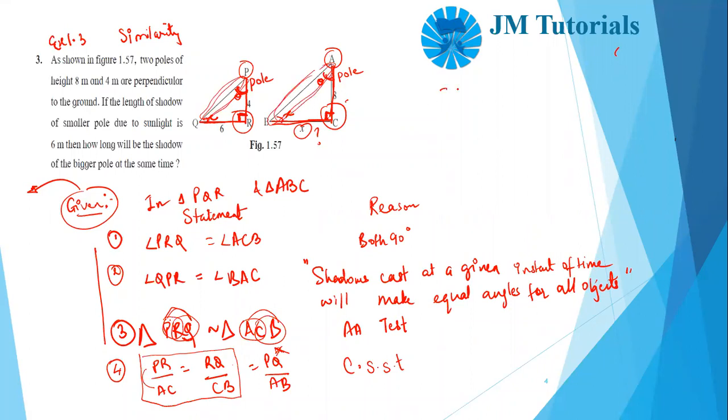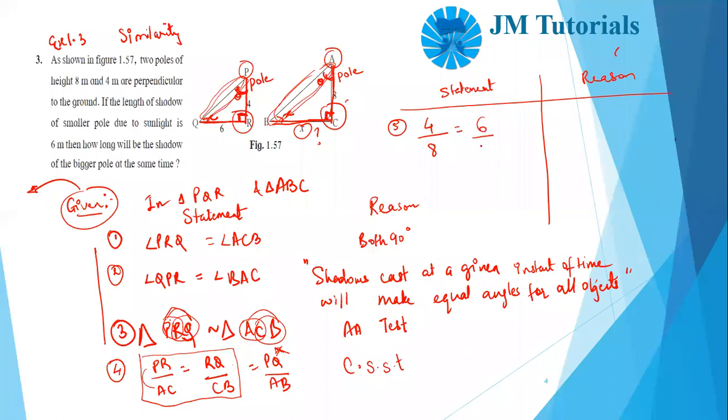So again, statement, reason. How much is PR? PR is 4. How much is AC? AC is 8. How much is RQ? RQ is 6. How much is BC? BC is X. So what reason will you give? It's given, and 4. Because the values are given.